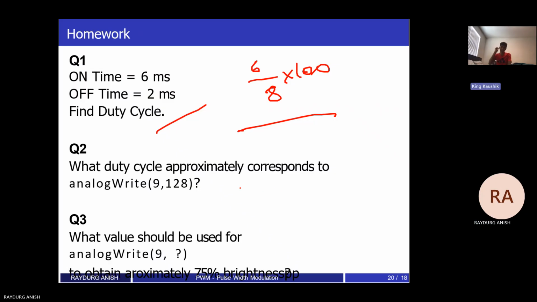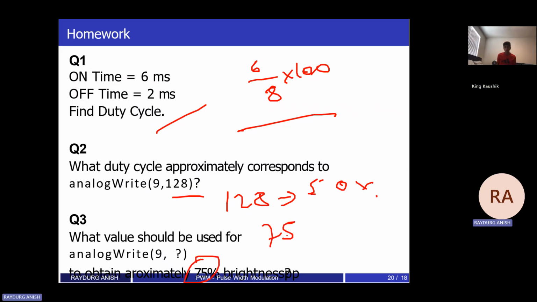Okay, so 75%. Yeah, exactly. For 128, it's 50%, approximately. Okay. Now you tell me, for 75%, how much should be the X?